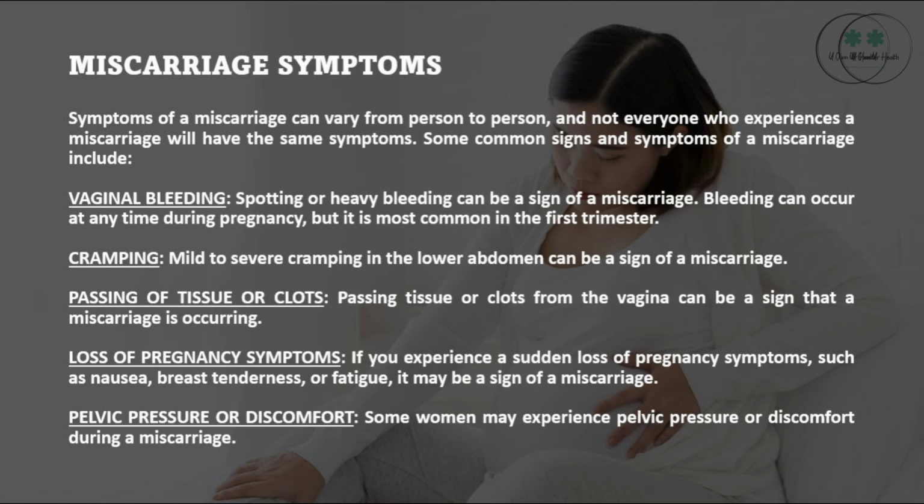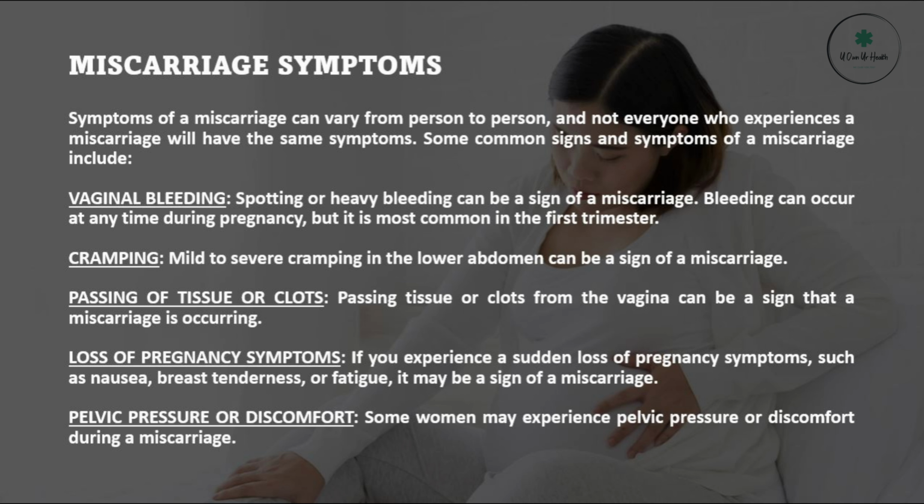Miscarriage symptoms. Symptoms of a miscarriage can vary from person to person, and not everyone who experiences a miscarriage will have the same symptoms. Some common signs and symptoms of a miscarriage include vaginal bleeding. Spotting or heavy bleeding can be a sign of a miscarriage. Bleeding can occur at any time during pregnancy, but it is most common in the first trimester.